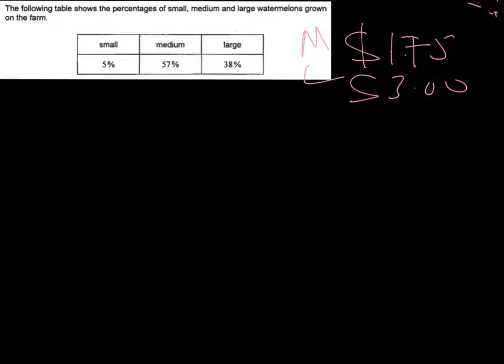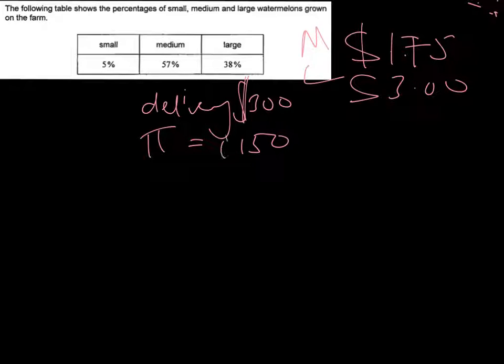For part D, we are looking at a kind of economic interpretation of this question. We are told that the grocer sells all the medium watermelons at $1.75 each, and he sells the large watermelons for $3 each. His costs for delivery are $300 and his total profit is $150. We're asked to find the number of watermelons in the delivery.